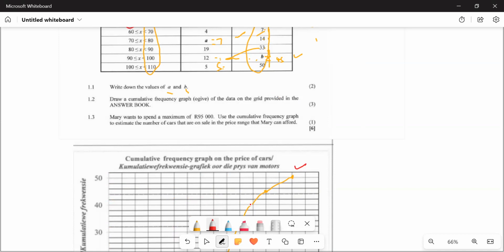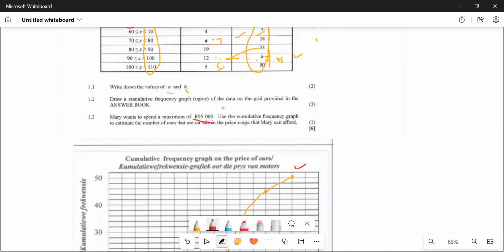Mary wants to spend a maximum. Again, a maximum. Maximum is at most. Mary wants to spend a maximum of 95,000. So if Mary wants to spend a maximum of 95,000, you should ask yourself this: is it X or Y? It's X. Now, if you want to spend 95,000, it's a maximum. It's at most. That is going to be the last one.